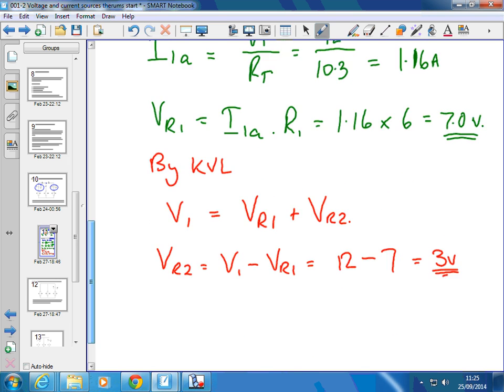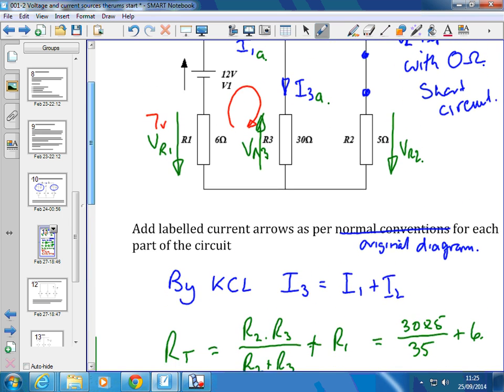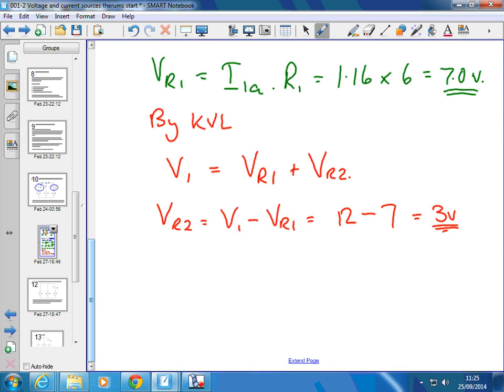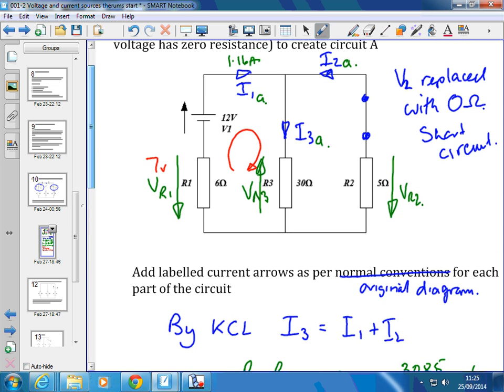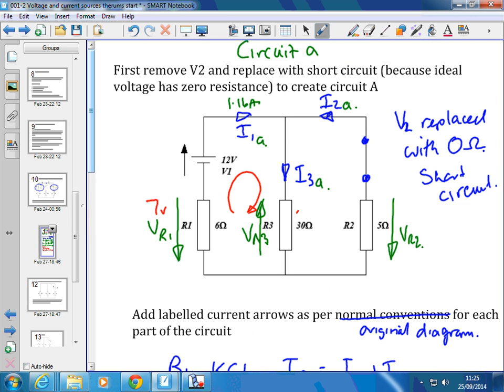Now we know VR2. Hang on, it isn't VR2, it's VR3, is equal to 3 volts. Now we know this is equal to 3 volts. What can we find? We could find VR2, but the problem's not asked for all the voltages, it's asked for the currents. So we know the voltage, we know the resistance, let's find the current.